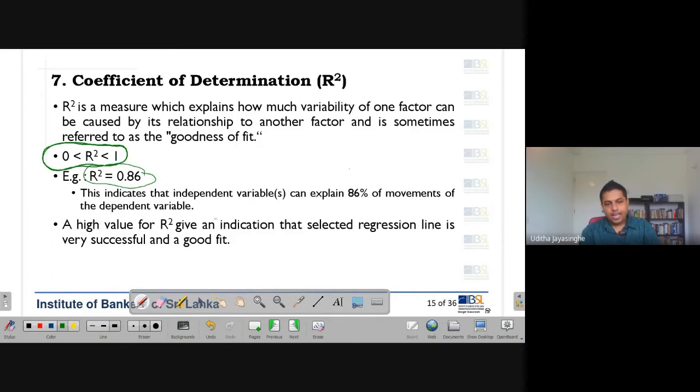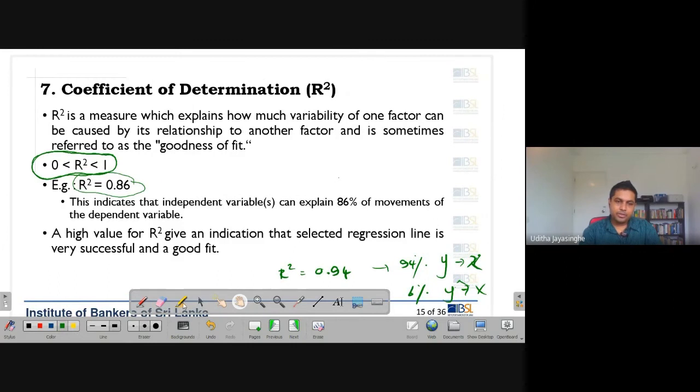A higher value for r square gives an indication that the selected regression line, the line that we just came up with, is a very successful and good fit. If you see an r square value of, let's say, 0.94, that means 94% of the movements of y can be explained by the movements of x. Only 6% can't be explained by x. So it's a pretty decent movement and a good coverage. The take-home word is that goodness of fit is the coefficient of determination, r square.